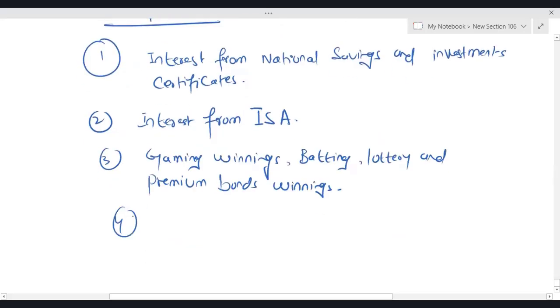Interest on repayment of tax. Let's say you have paid more tax. HMRC is going to refund the tax, but along with that refund, they will give you interest. That is exempt. Interest on repayment of tax.